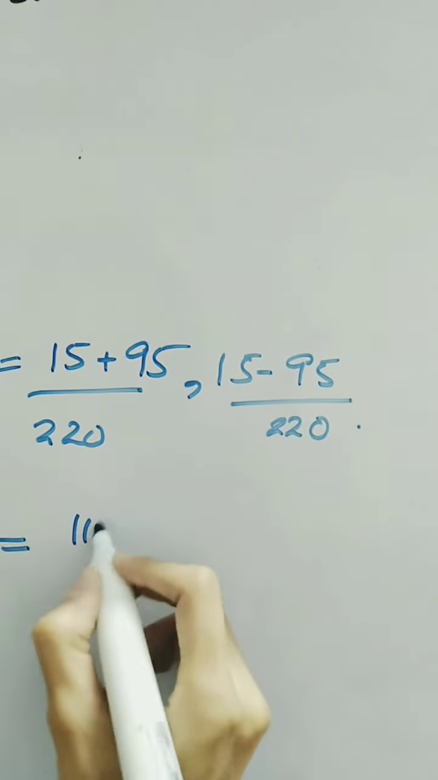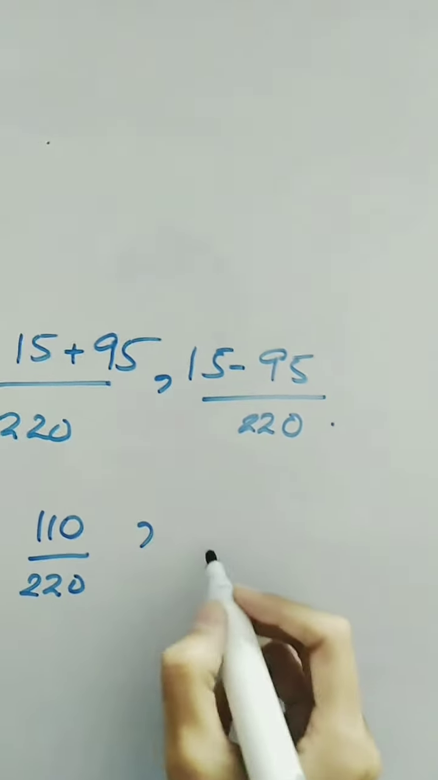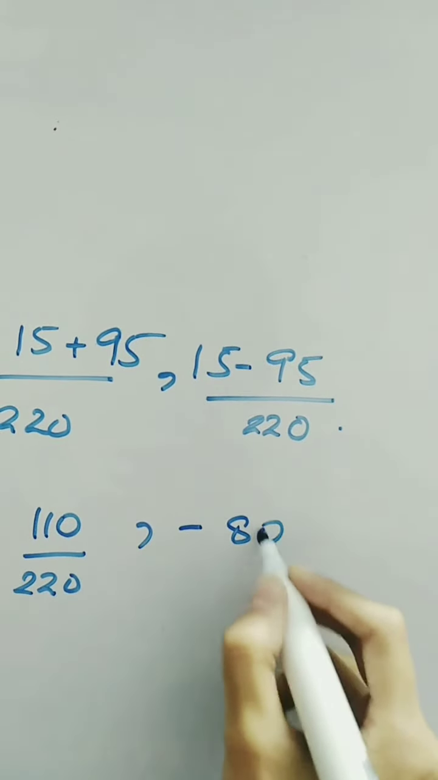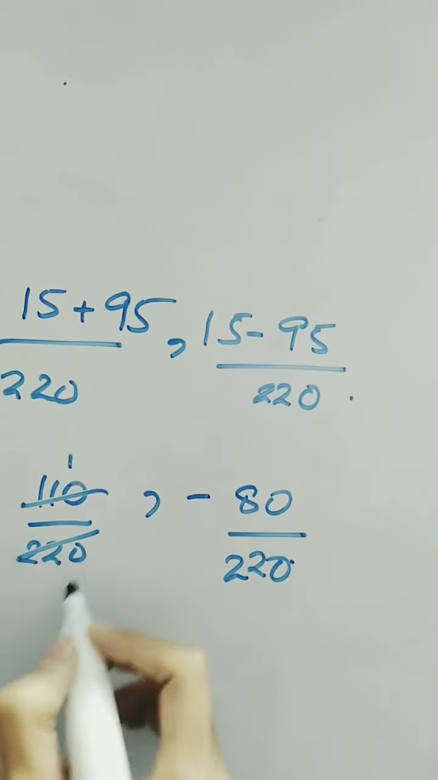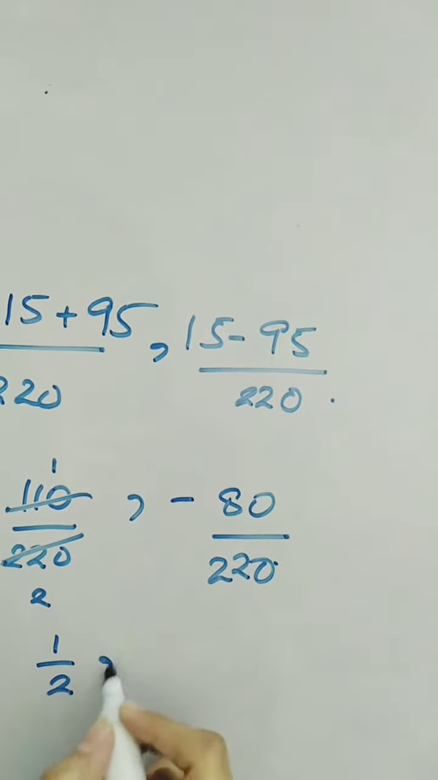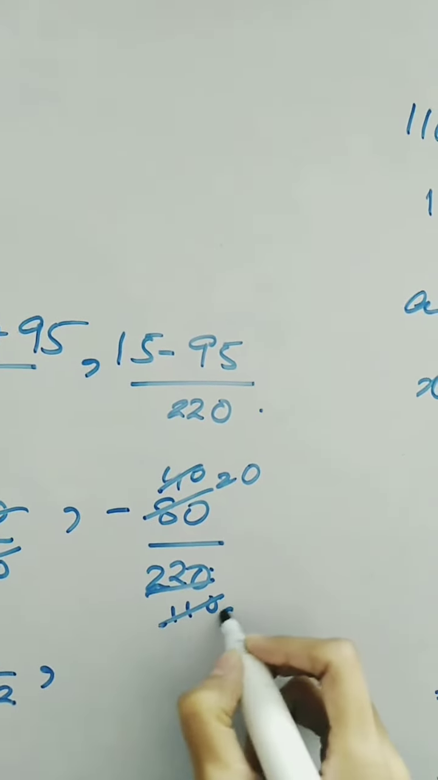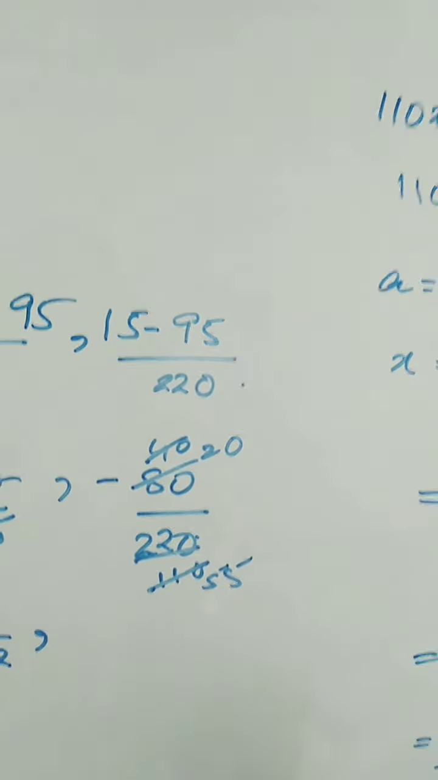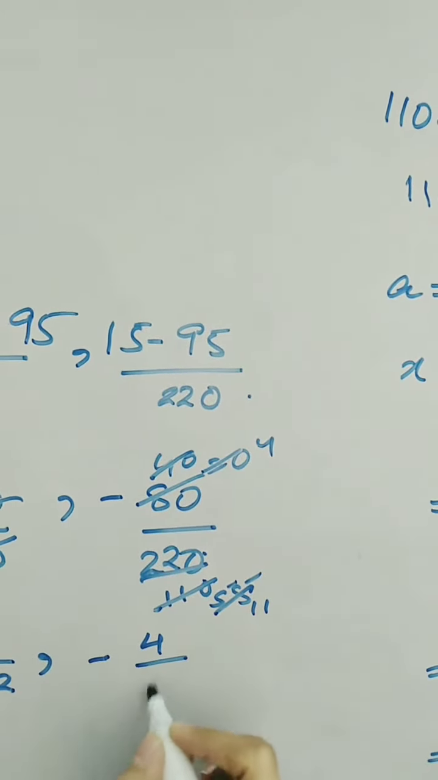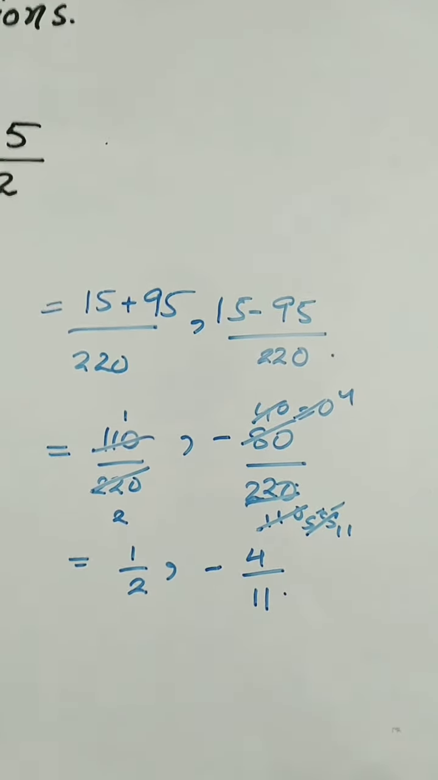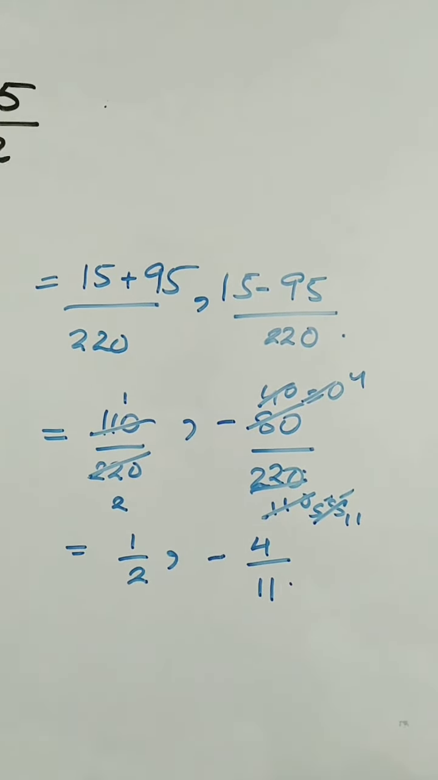We have 110 over 220 and minus 80 over 220. In the tables of 1 and 2, this comes out as 1 over 2 and minus 4 over 11. These are the values of x, which we have derived by using the quadratic formula.